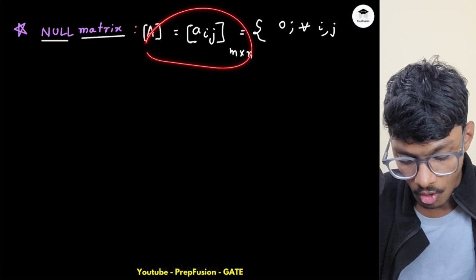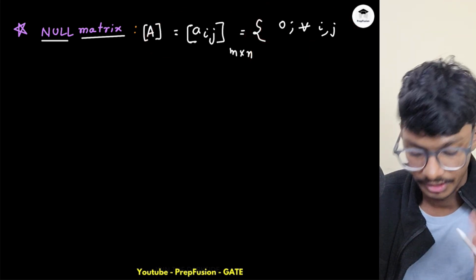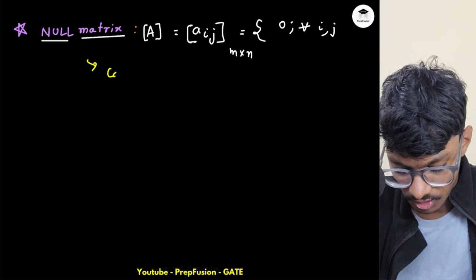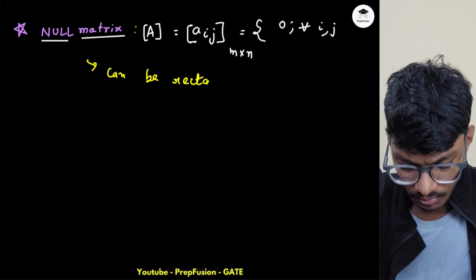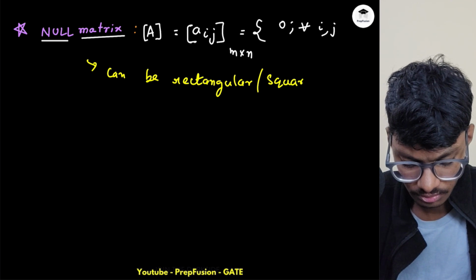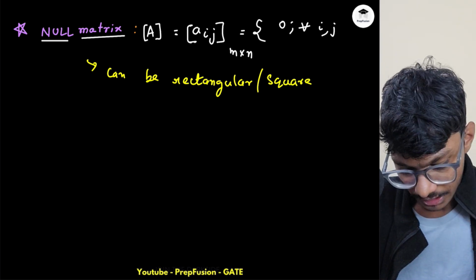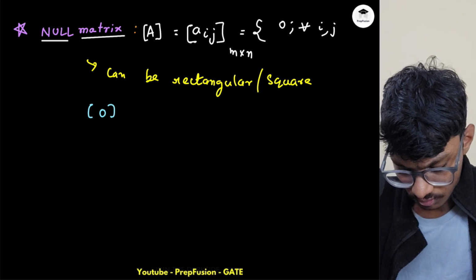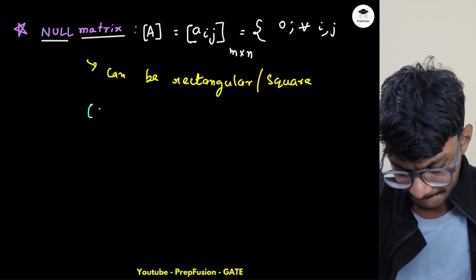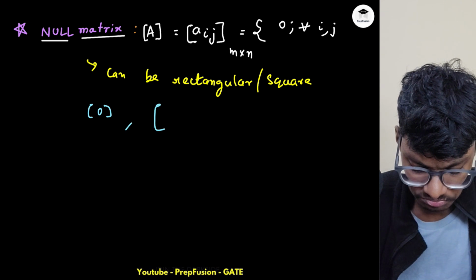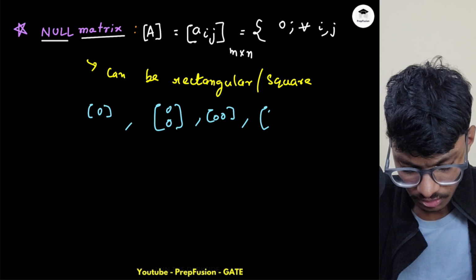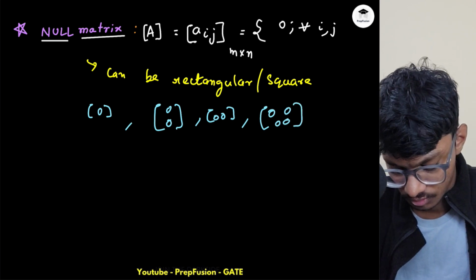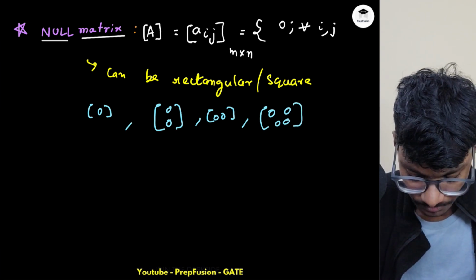Okay, so next is the null matrix. In a null matrix, all of the elements will be zero. It can be rectangular or square, it can be anything. So basically zero, and 0, 0, or 4 zeros, it can be anything.